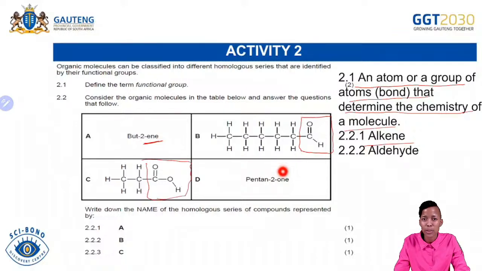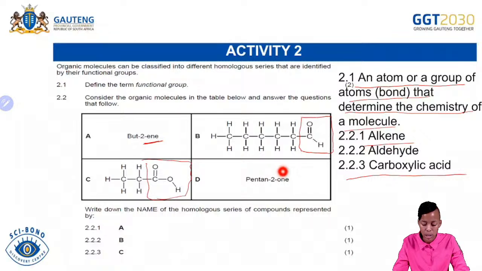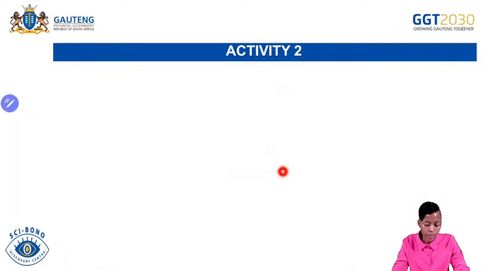Letter C, you see it's different from letter B. Letter B, we had C double bond O and the H. But now for letter C, what do we have? C double bond O and OH. So that would mean that it's a what? It's a carboxylic acid. So you see, just to identify, how many marks are you getting there? You are going to get 3 marks. So again, if you are maybe asked to identify this one, then you would know that it's a what? It's a ketone.